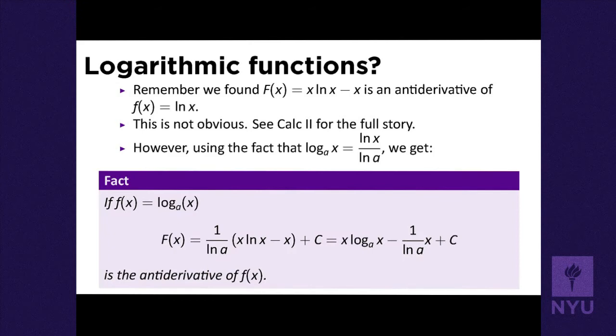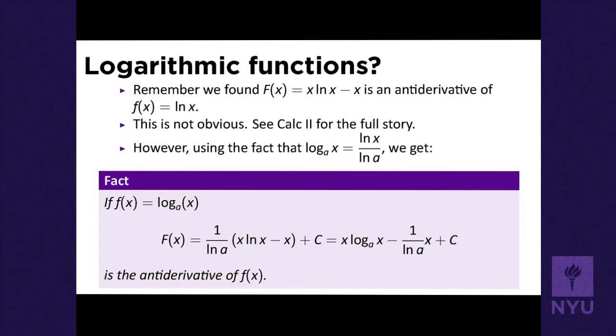But using the fact that any logarithm to any base can be written as a multiple of the natural logarithm, and the fact that we know antiderivatives for the natural logarithm, means that we can find antiderivatives for logs to any base. If I have f of x being log base a of x, I can rewrite that as natural log of x divided by the natural log of a, which is the same thing as 1 over the natural log of a times the natural log of x.